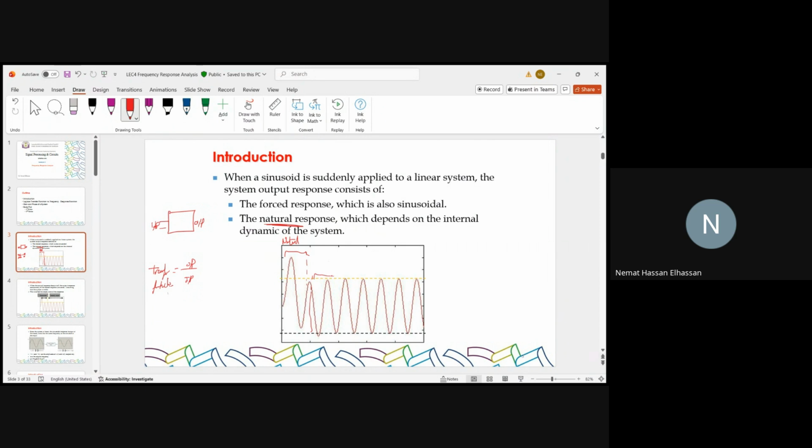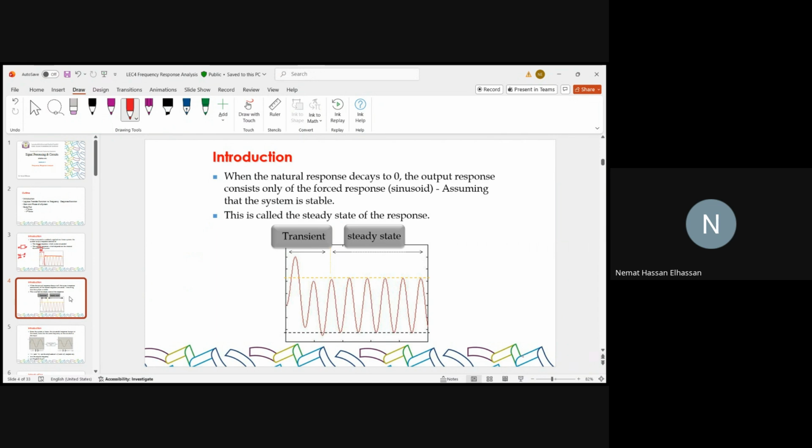We also call that the transient or the initial output. Eventually, if your input was a sinusoid, your output will be a sinusoid, and we call this the forced response of the system. The forced response solely depends on the input value of the system. These are things that we discussed last week.